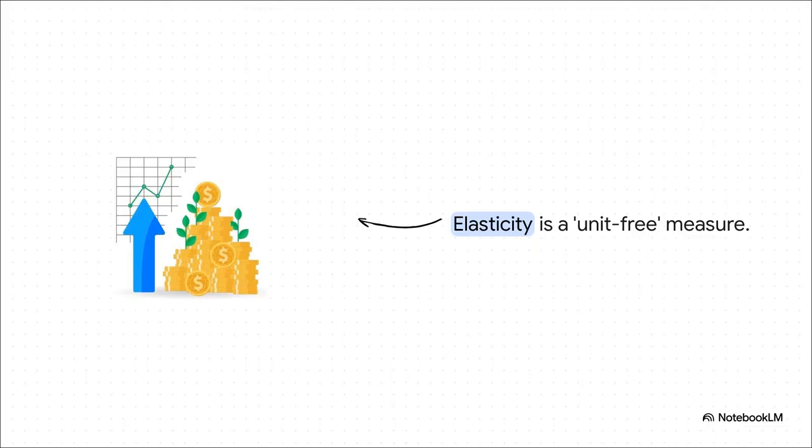And because elasticity uses percentages, it's a completely unit-free measure. It doesn't actually matter if you're measuring demand in kilograms or tons or priced in rupees or dollars. It's brilliant because it lets us directly compare the price sensitivity of something super cheap, like a sewing needle, against something massively expensive, like gold.